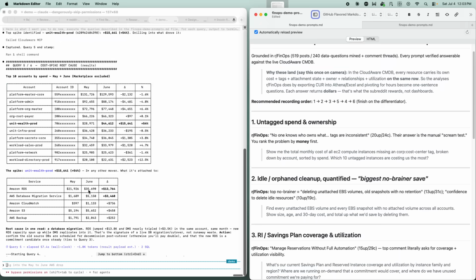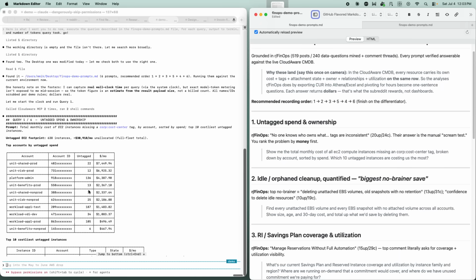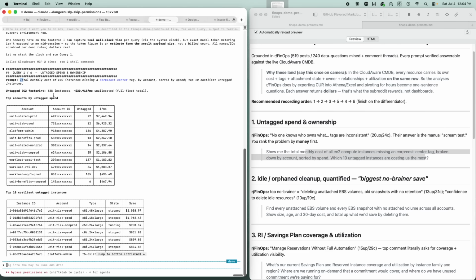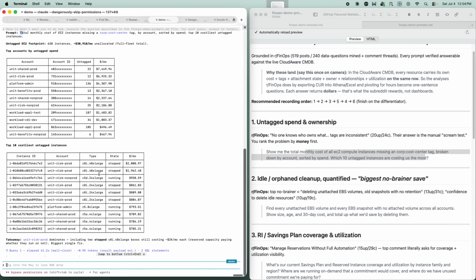Let's go through the prompts, and for each prompt, I asked it to record the amount of time it took. So here's our first prompt. It says, show me total monthly cost of all EC2 compute instances missing a corp cost center tag, broken down by account, sorted by spend. Which 10 untagged instances are costing us the most? That's the prompt. It went out there and said you have about 638 instances that collectively cost about 31K per month. Here are my untagged instances.